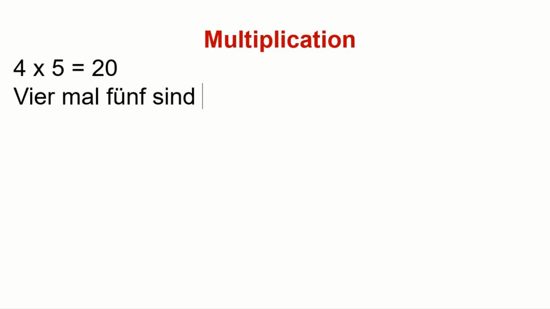Now let's talk about multiplication. If we want to say 4 times 5 is 20, in German, it will be 4 mal 5 sind 20. 4 mal 5 sind 20.